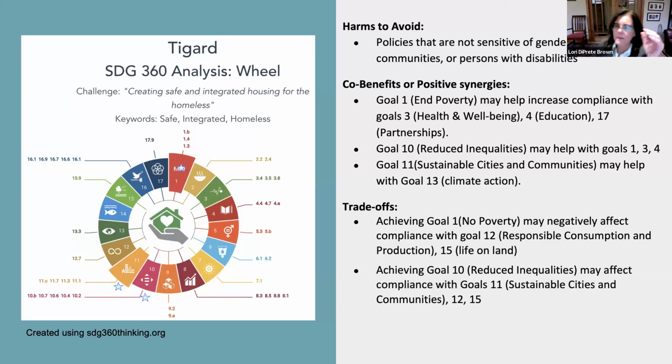And then they thought about, what harms do we want to avoid? And they said, well, we want to avoid policies that aren't gender sensitive or that would inadvertently harm people with disabilities or communities that were vulnerable for other reasons. And so then they also identified some trade-offs that, we might have tensions here. If we create a system that is sort of easier for people with knowledge to take advantage of, it could reduce inequity.